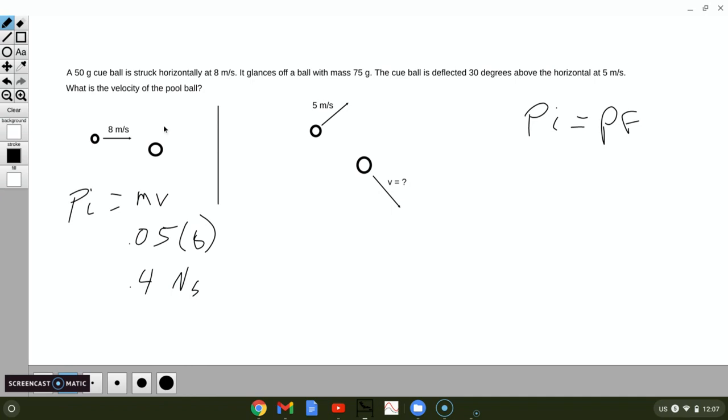None of it is up and down. So it's all this way, which means that's what it must be here too. All right, that will be very helpful. Okay, so how do we go about solving this?